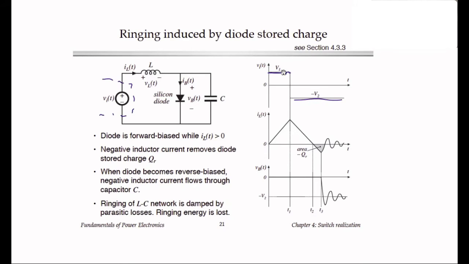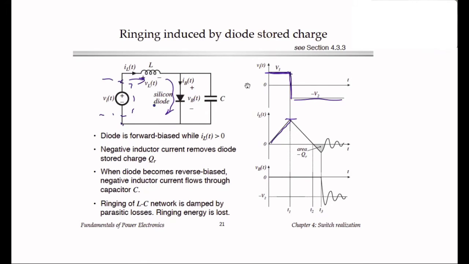So initially we have positive voltage applied. That positive voltage makes positive current flow through the inductor, and that current flows through the diode, turning the diode on. So the diode is on, and basically this positive input voltage V1 appears across the inductor, and the inductor current increases with the slope given by the voltage divided by the inductance, and rises to some positive current.